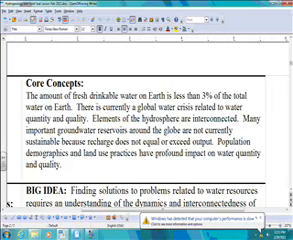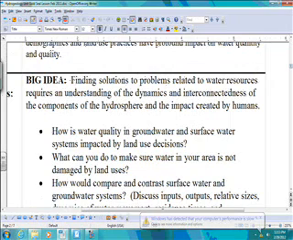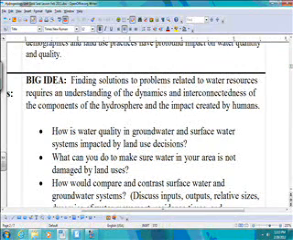All right. Big idea. I want you to focus on this unit: finding solutions to problems related to water resources requires an understanding of the dynamics and the interconnectedness of the hydrosphere, and the impact created by us, humans. Remember how we talked about streams being connected to rivers that flow into the lakes?